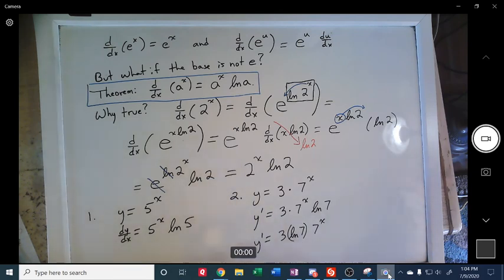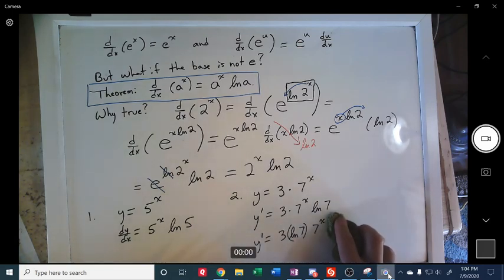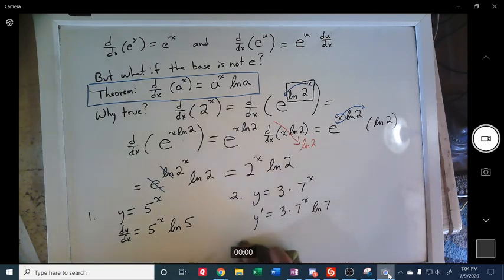So just to make it so that we don't have to use parentheses, we use a convention that we put the ln way at the back. So we leave our answer like this.